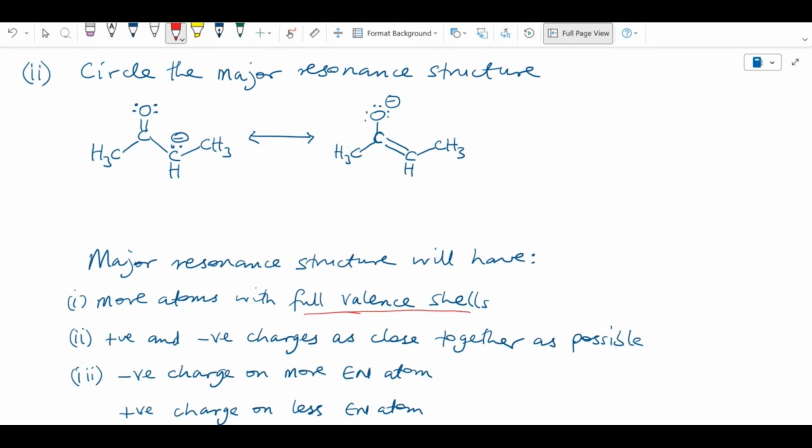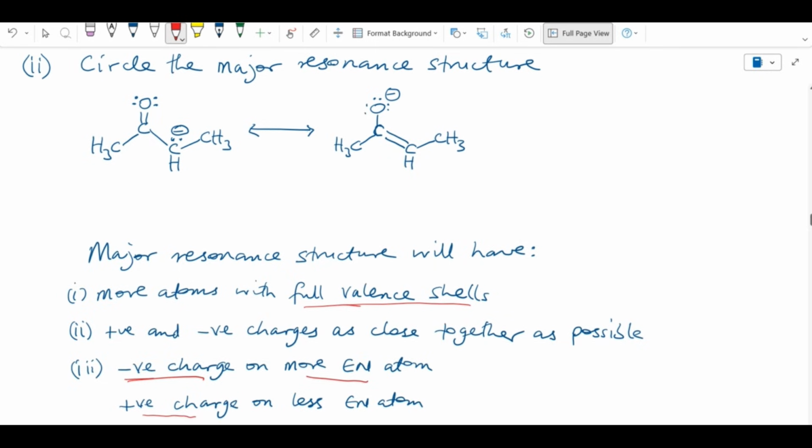Now, if this doesn't help, you then go to the second rule, which says that if there are positive and negative charges, whichever structure has the positive and negative charges close to each other will be the major resonance form. And if that doesn't help, then we go to the third rule, which says that whichever structure has negative charge on the more electronegative atom is going to be the major resonance structure, or positive charge on the less electronegative atom. So let's apply these rules to the structures above. So rule number 1, we have to start with rule number 1.